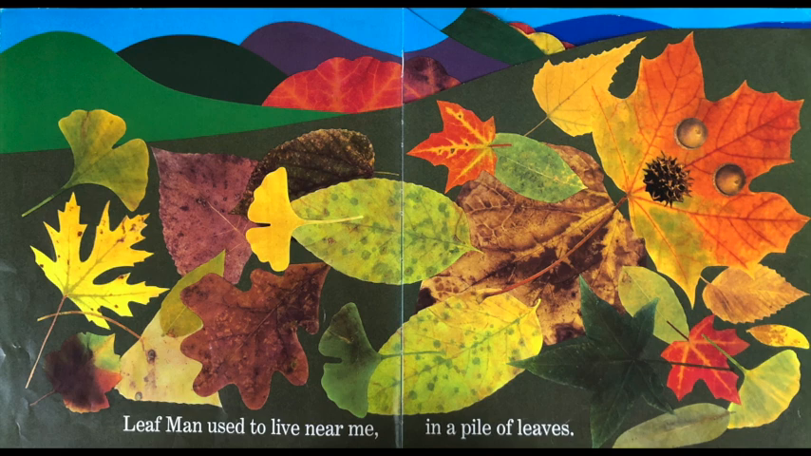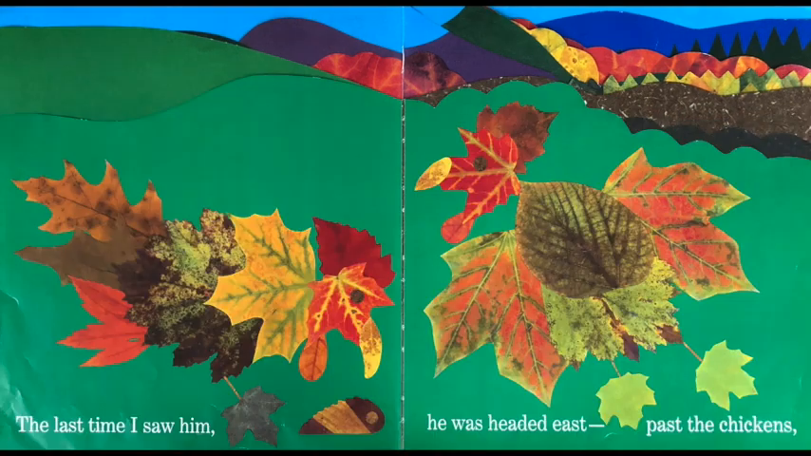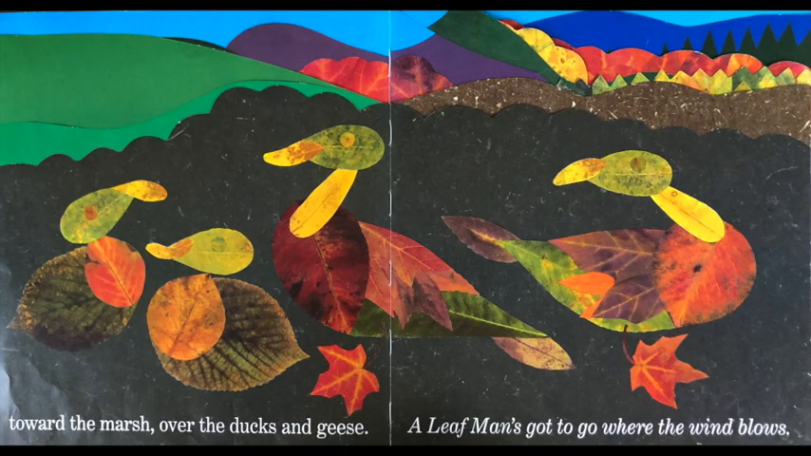Leaf Man used to live near me in a pile of leaves. But yesterday, the wind blew Leaf Man away. He left no travel plans. The last time I saw him, he was headed east past the chickens. Bark, bark. Toward the marsh, over the ducks and geese, quack, quack, honk, honk. A Leaf Man's got to go where the wind blows.